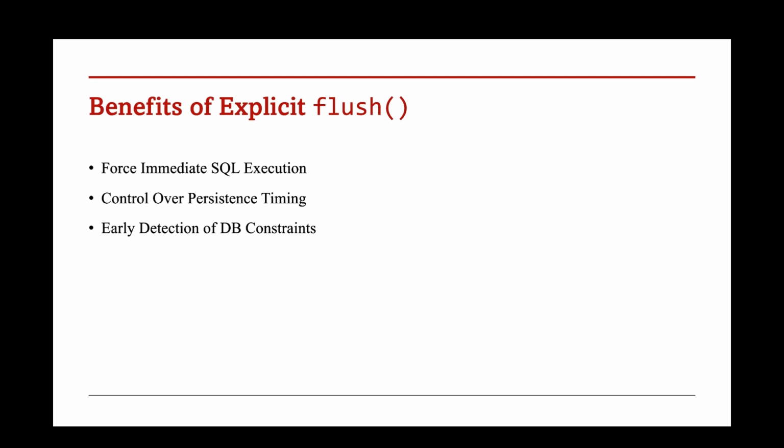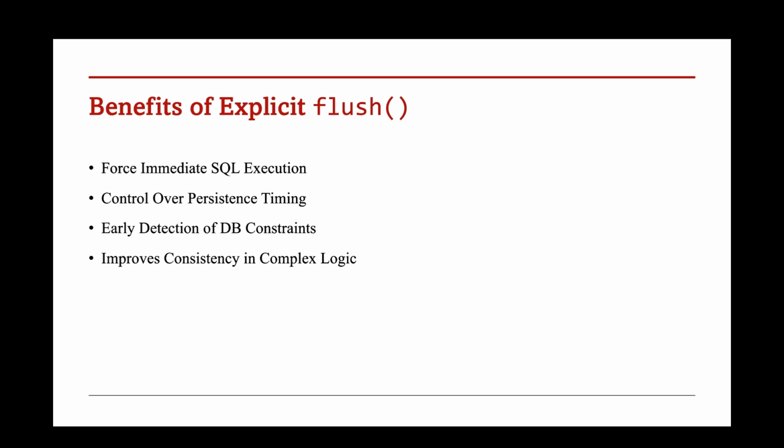Now let's talk about another super helpful benefit of using flush: early detection of database constraints. Let's say your database table has constraints like not null, fields that must have a value, unique, like email or username, foreign key, references to another table. Normally, JPA waits until the end of the transaction, commit time, to push changes to the database. But here's the problem. If something is wrong, say a null in a not null field, you won't find out until commit, which might be several steps later. That's bad for debugging and can cause more complex rollbacks.